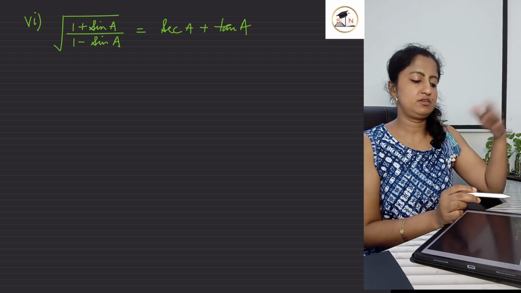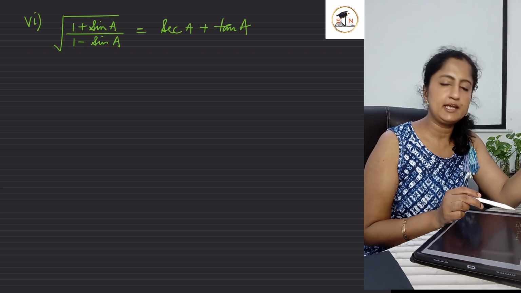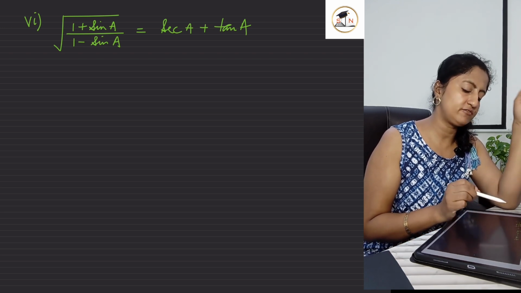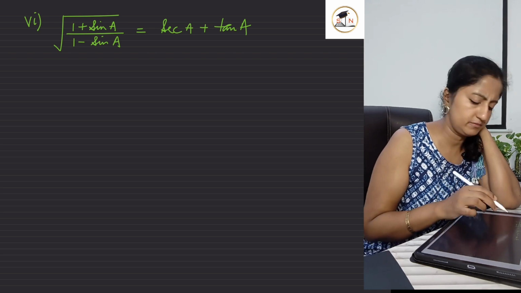So that means on the left there is sine, on the right there are sec and tan. We will not convert sine. Instead of that, we are going to rationalize within the root, and it is an easier one.